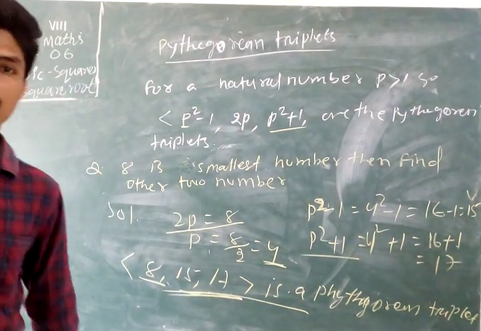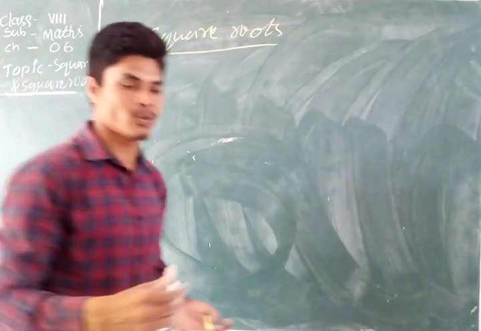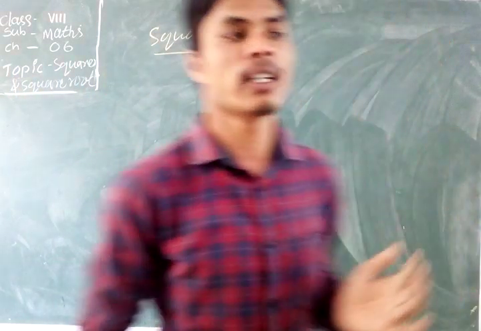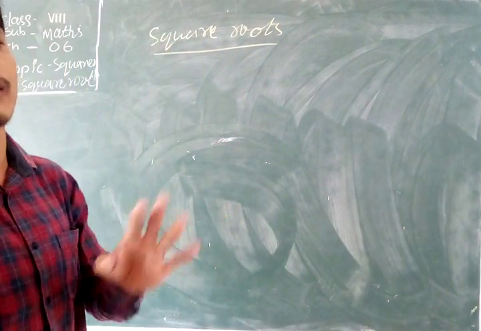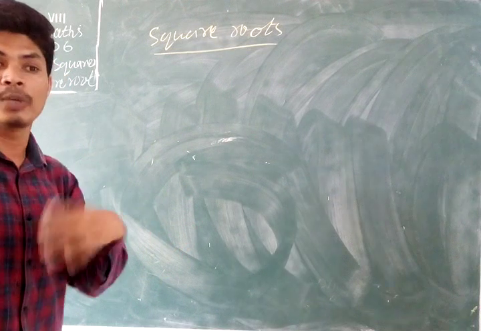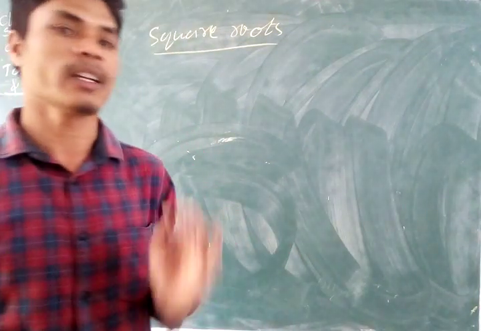Okay. Now we discuss square roots. Already I told you the inverse of squaring is known as the square root. How do you find the square root? Using the division method, or using LCM or factorization methods.